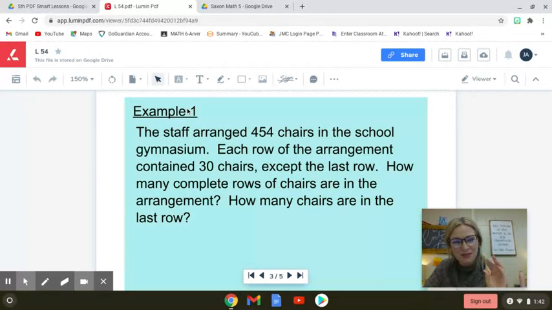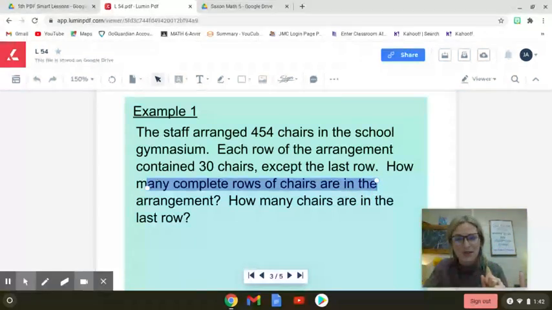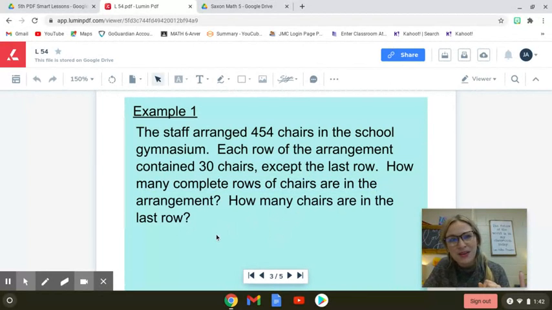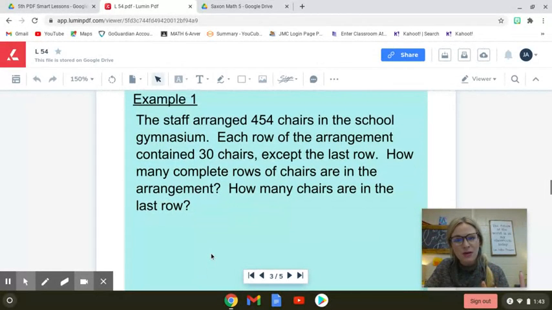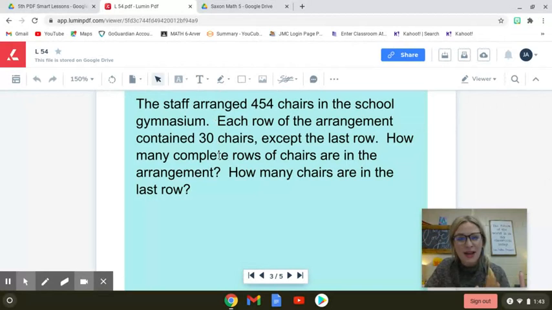Careful mathematicians double check and make sure they know what's being asked of them. The first thing that we're being asked is how many complete rows of chairs are in the arrangement. That's our whole number part of our answer. And then how many chairs are in the last row? That will be our remainder. So they're kind of giving us a heads up already that this isn't going to be a perfect quotient. This answer is going to have a remainder. That last row of chairs is not going to be the same as the others. So when I take a look at a problem like this, I'm going to pause the video for a sec, get this set up, and talk through how to solve it.